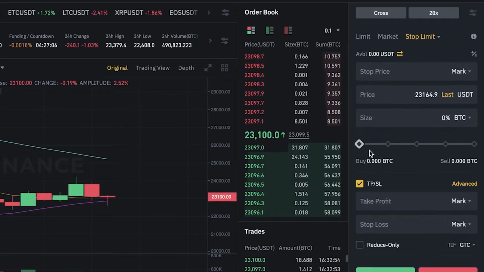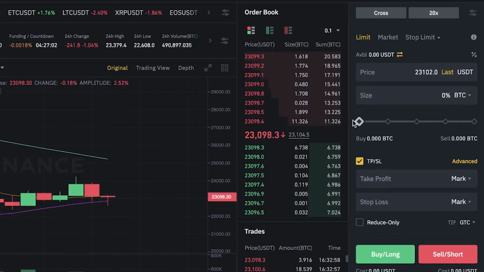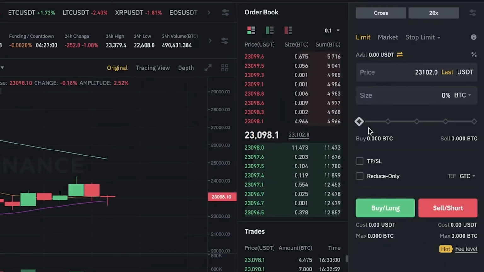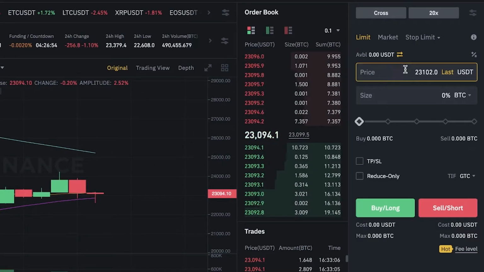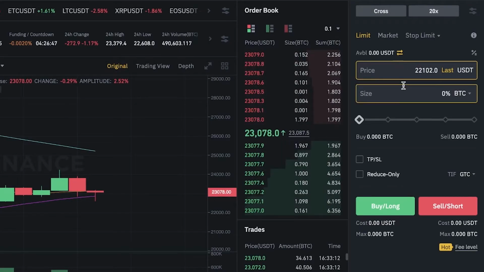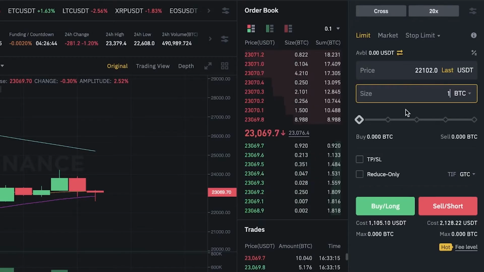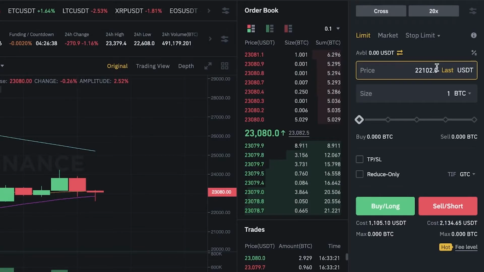Now, the super risky part about this is that you actually have leverage over here. So what is leverage? Let's say I expect the price of BTC to go down from here, so I'm going to short it. And the price that I expect it to go down to is 22,000. And after that, what I'm going to do is add the size, which would be 2 BTC. Now, let's say I have these funds in my USDT account.